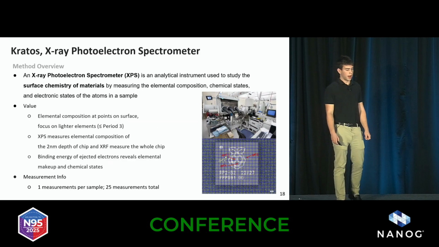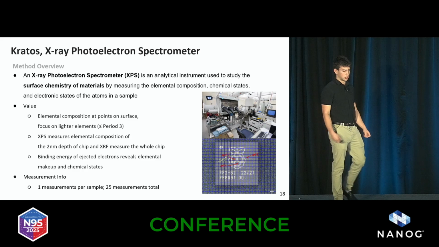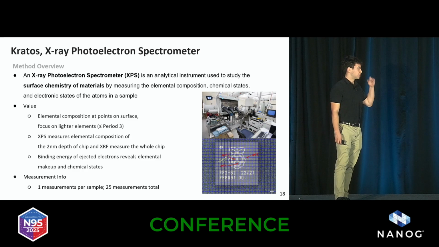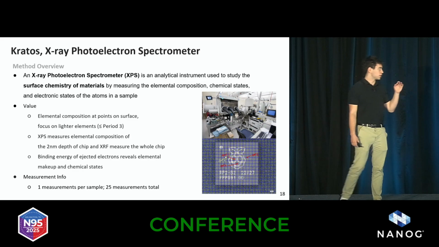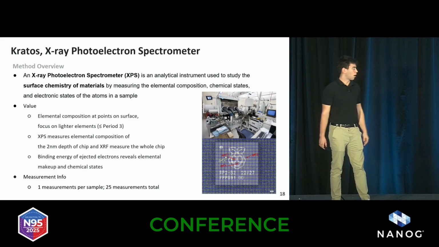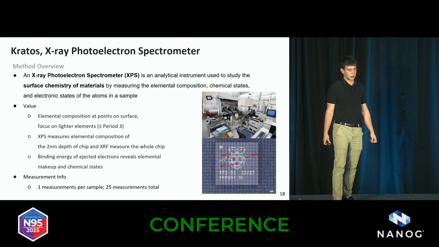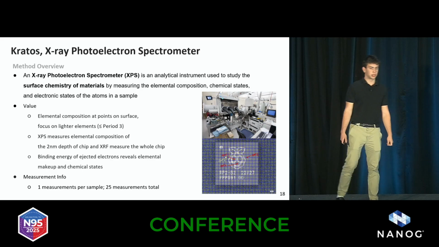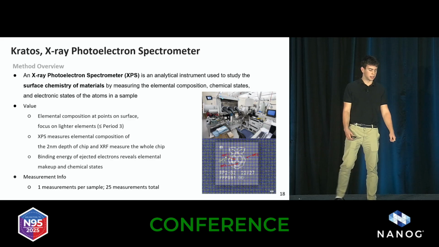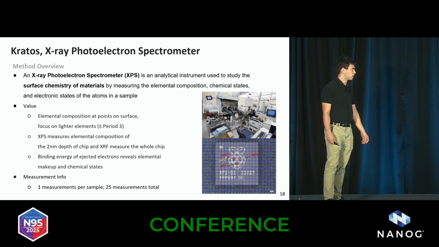Moving on to the X-ray photoelectron spectrometer, or XPS, and we use this to study the surface chemistry of materials by determining the elemental composition. This tells us the elemental composition of points on the surface, at a very precise depth of 2 nanometers. And this is for lighter elements, less than or equal to period 3. And the binding energy of the electrons that are outputted off the surface will tell us the elemental makeup and chemical states. And we got 5 measurements per sample for 25 total.